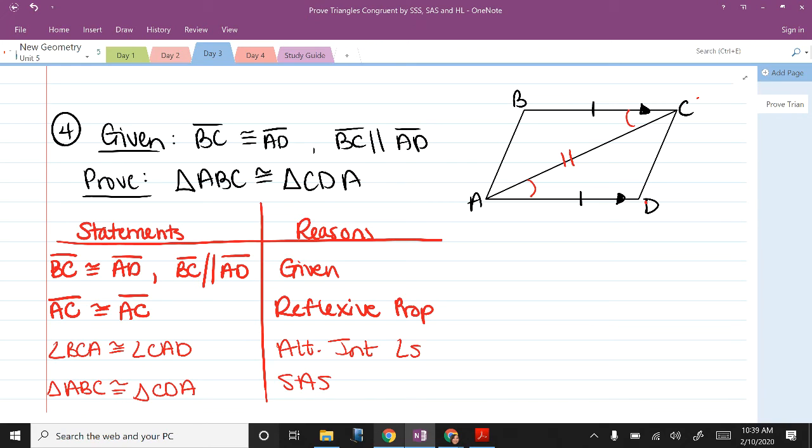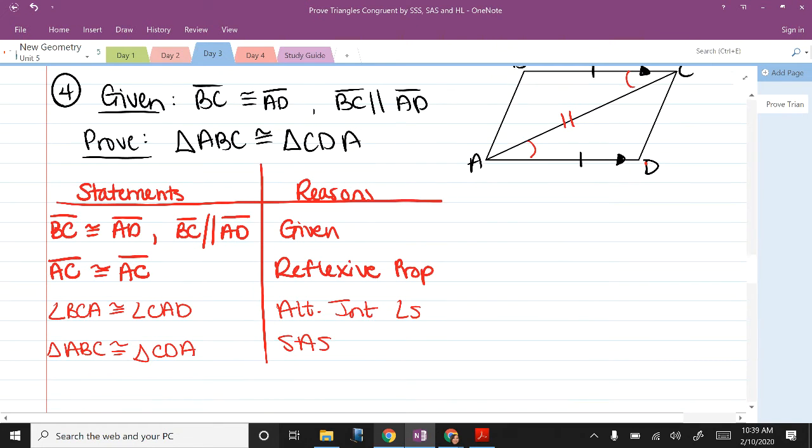Can't be outside because there's no such thing as angle side side. That makes the ugly word. Okay? No such thing as angle side side. So the angle has to be between to use side, angle, side. Y'all with me? Okay.